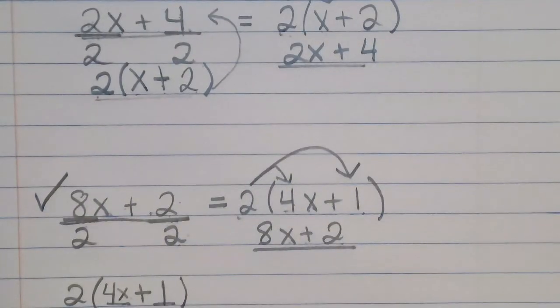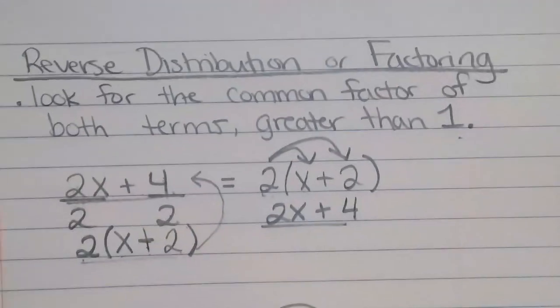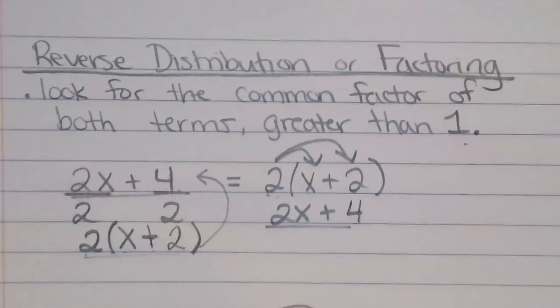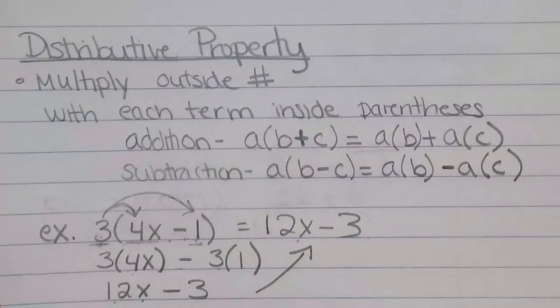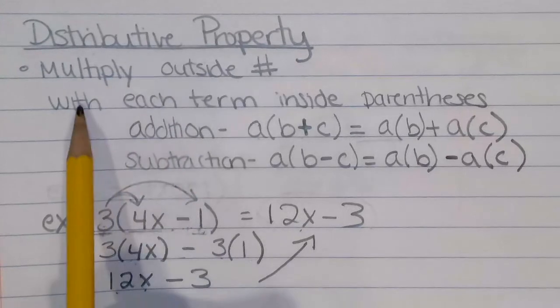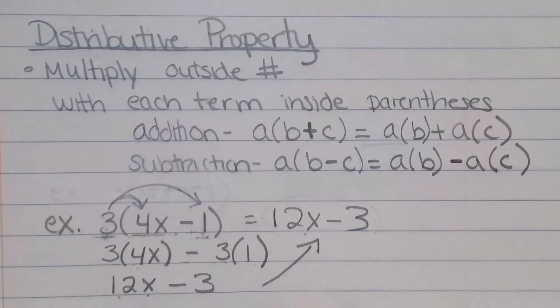So you have seen how to do reverse distribution or factoring, as well as plain distribution, multiplying the outside number with each term. And that is how you find equivalent expressions using the distributive property.